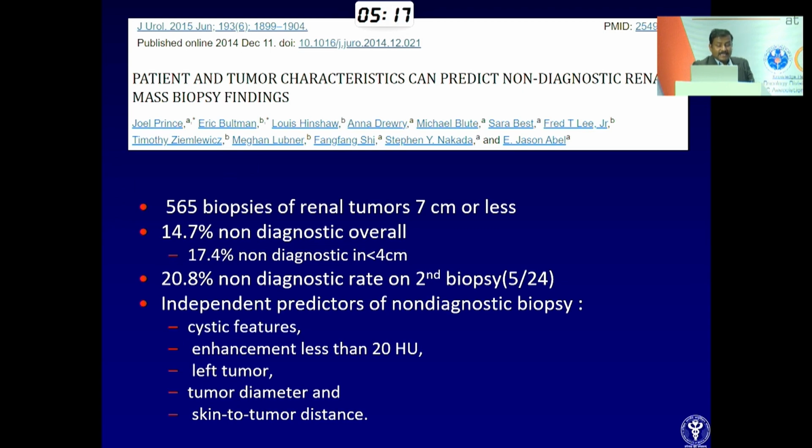The patient and tumor characteristics which can predict the non-diagnostic renal mass biopsy: this is another series of 565 patients. The non-diagnostic rate in this series was 14% when all the tumors less than 7 centimeter were taken into account, but when only tumors less than 4 centimeters were taken into account, the non-diagnostic rate was around 17.4%. The independent predictors for non-diagnostic biopsy are the cystic nature, enhancement of less than 20 Hounsfield unit on the CT, smaller tumor diameter and greater skin to tumor distance.